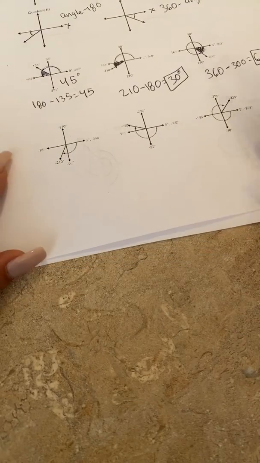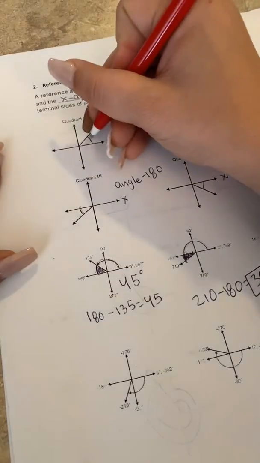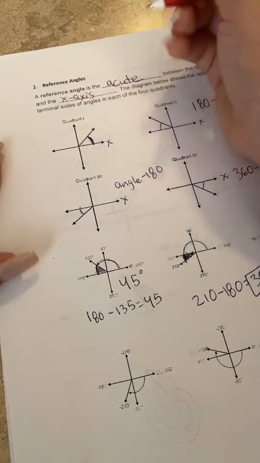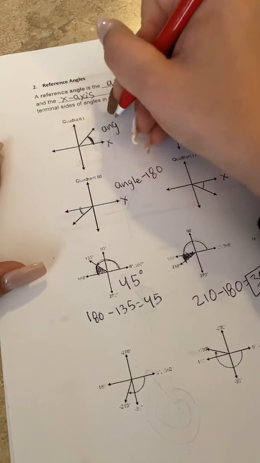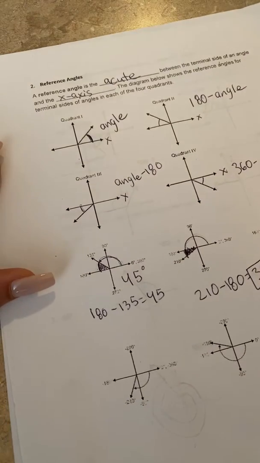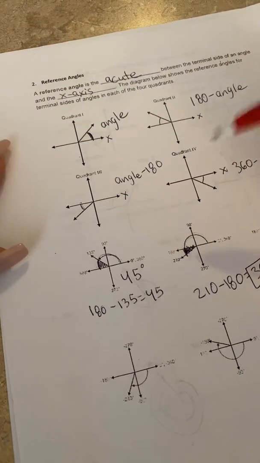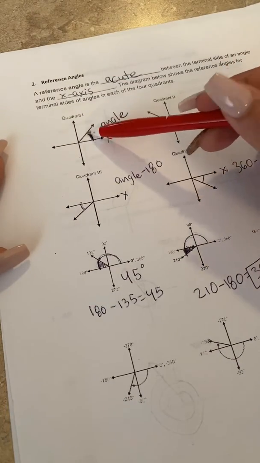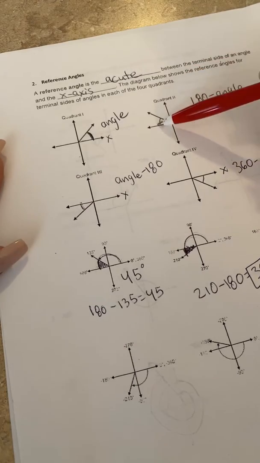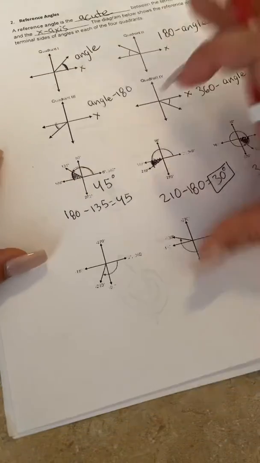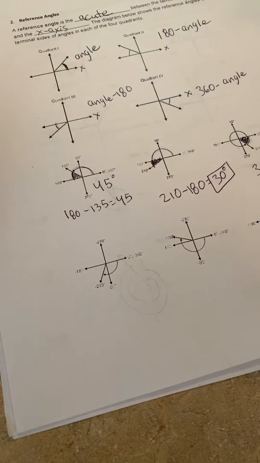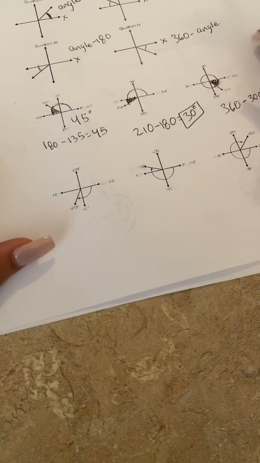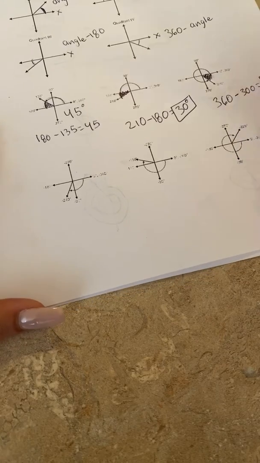Now, if it's in quadrant 1, it's whatever the measure of your angle is. That's the same thing. So if it's in quadrant 1, that's easy peasy. It's just whatever your measure of your angle is. If it's in quadrant 2, you'll subtract your angle from 180. If it's in quadrant 3, you do your angle minus 180. And if it's in quadrant 4, do 360 minus your angle.